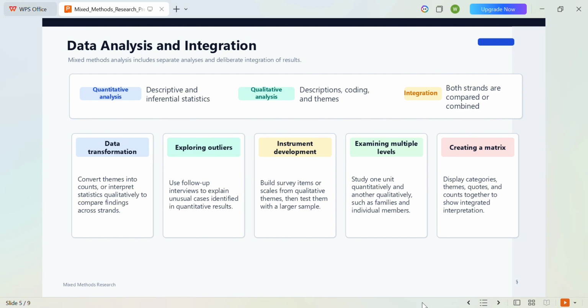Then we go for the integrations. The magic happens when you integrate the findings. For example, you might use qualitative themes to explain statistical outliers or vice versa.